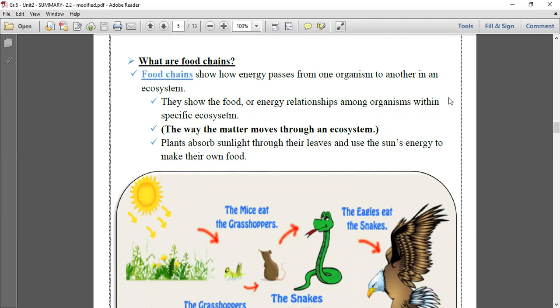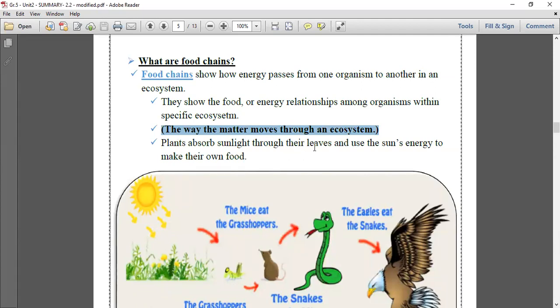So the food chain is like a diagram that tells us how the energy passes from one organism to another in an ecosystem. They show the food or energy relationships among organisms within a specific ecosystem. The way that matter moves through an ecosystem is also called a food chain. This is another definition: the way the matter moves through an ecosystem. This is the path in which the energy or the food or the matter moves from one organism to another.